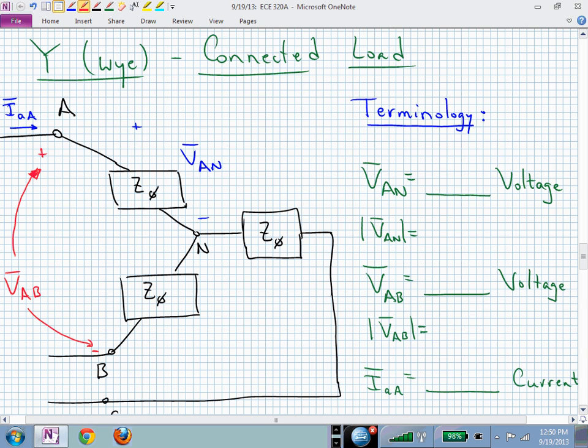Anybody else want to venture an answer? I won't say a guess. What is it? Have you already filled in your blank? You're confident, you're taking notes in pen, you can write it down. What did you say? Phase voltage. Is that correct?